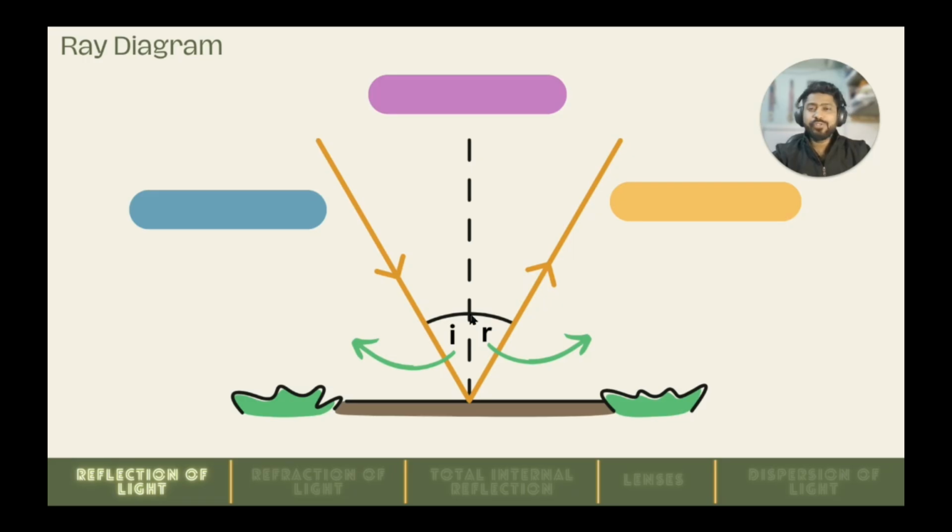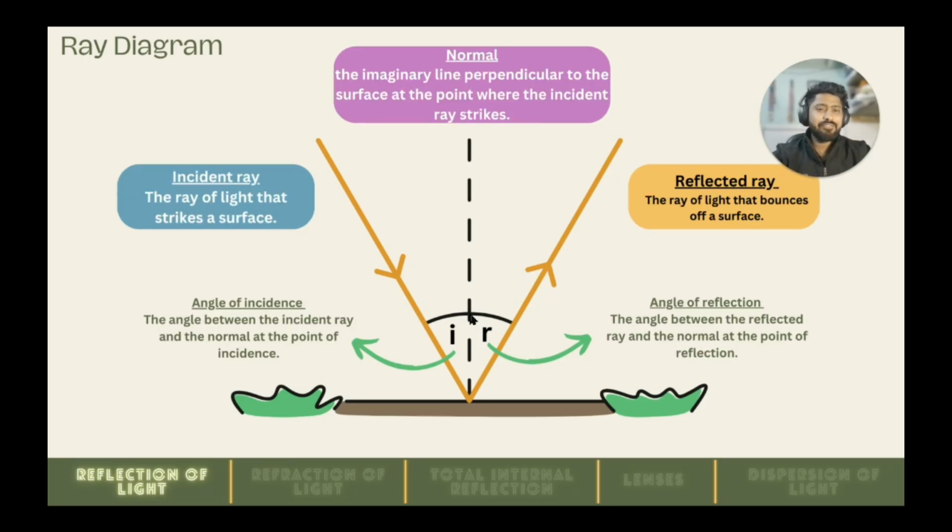So for you to understand, I've already written everything here that you can see. The ray of light that strikes the surface is the incident ray, and the reflected ray you can see, and this is the normal in the center. Now the normal is the imaginary line which divides the incident ray and reflected ray into two parts.